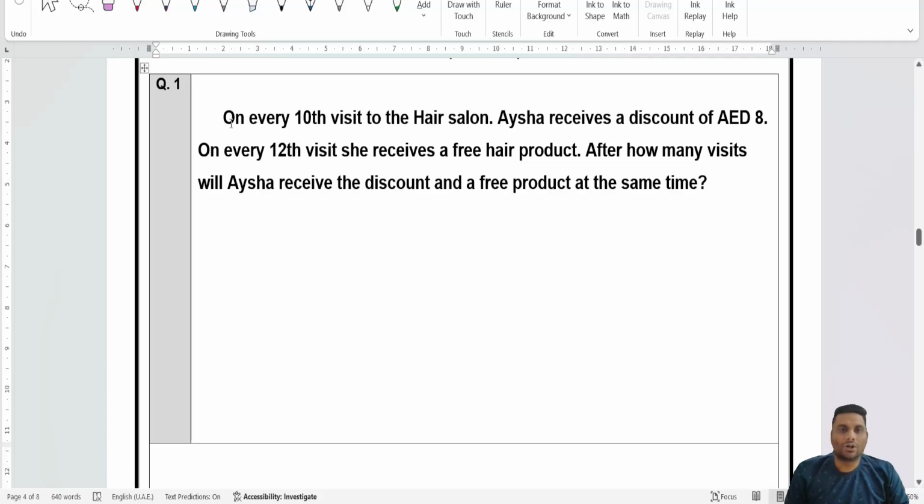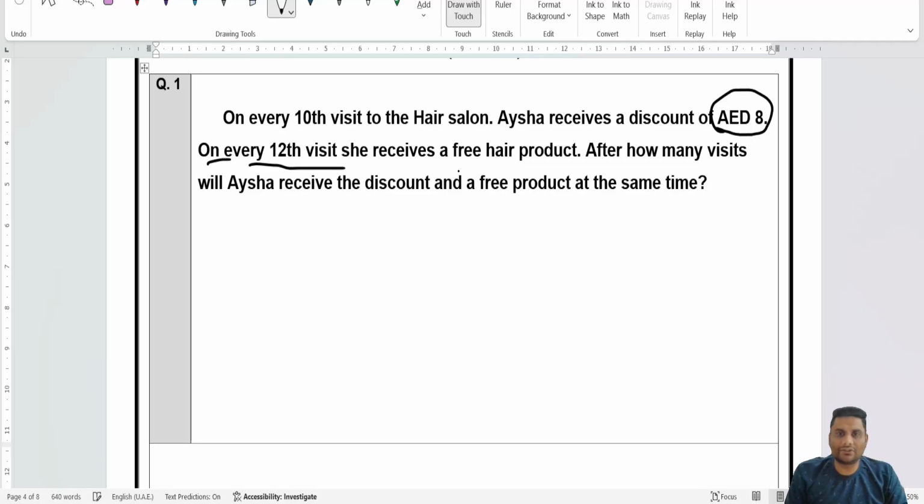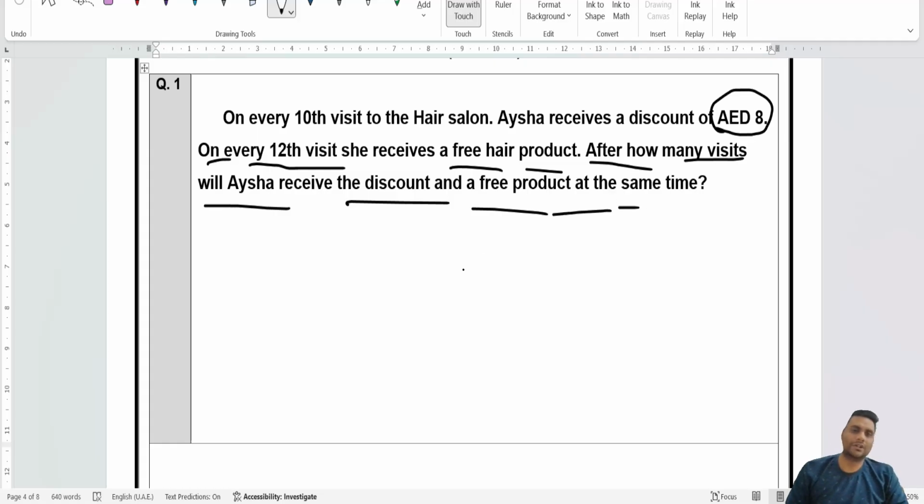Now let's read. On every 10th visit to the hair salon, Aisha receives a discount of 8 dirhams. On every 12th visit, she receives a free hair product. After how many visits will Aisha receive the discount and a free product at the same time? So let's write here. We are talking about Aisha.